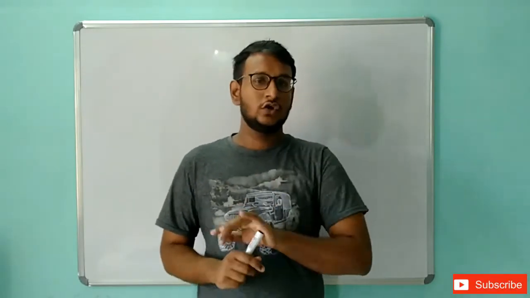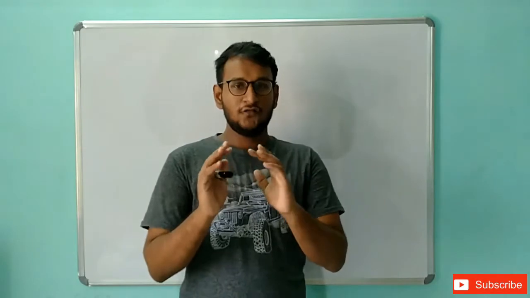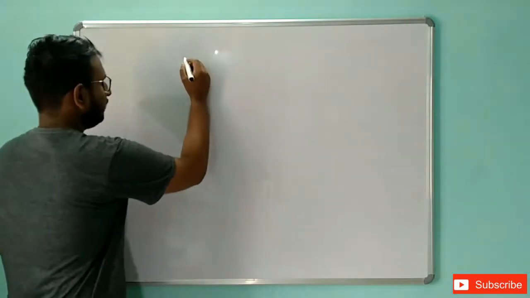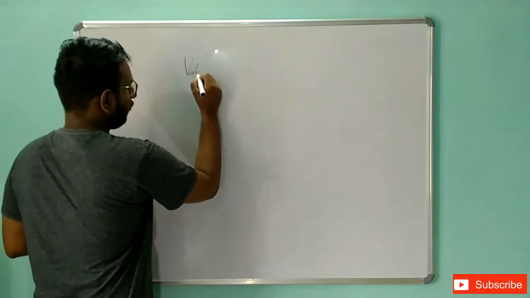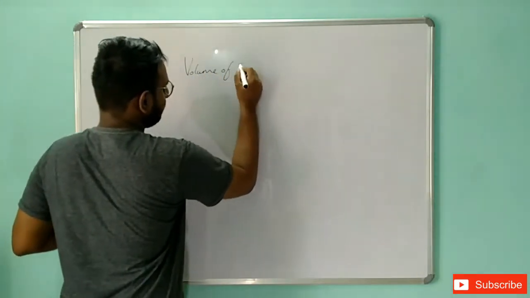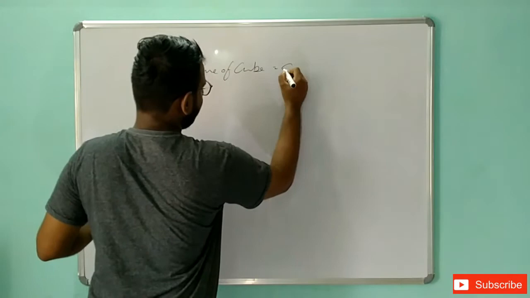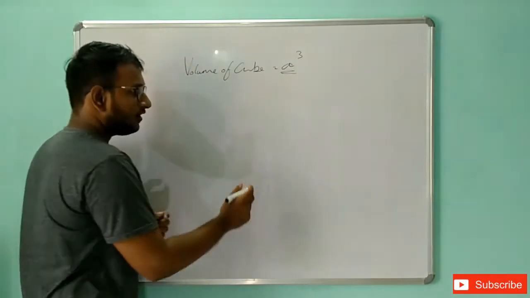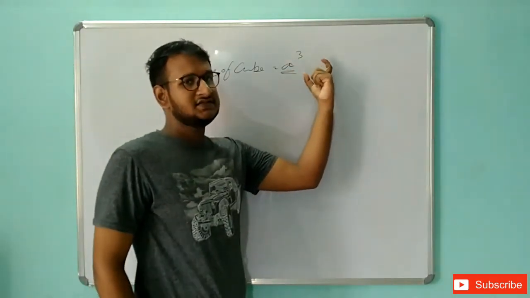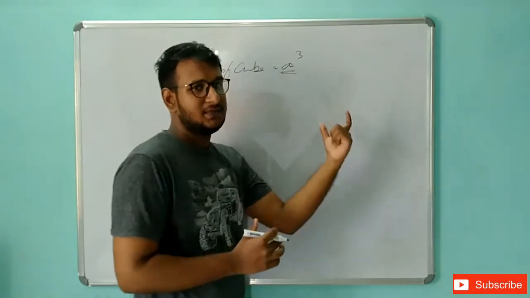So we know the volume formula for cube. That is a cube. The volume formula for volume of cube is a cube. But we don't know how we derive this formula a cube, so I'm going to explain how it is.